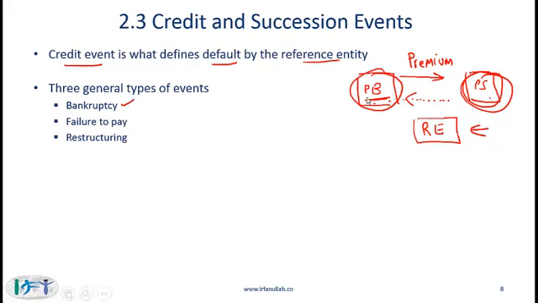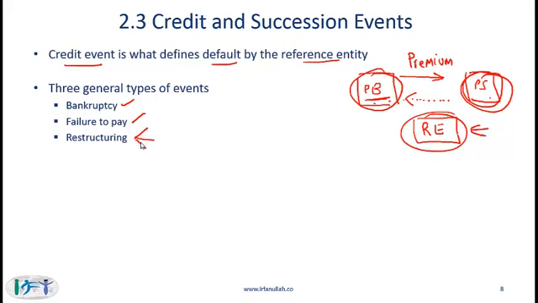Bankruptcy is straightforward. If the reference entity files for bankruptcy, that would typically be classified as a credit event. Another classic credit event is a failure to pay. If this reference entity, which is the borrower, does not make a scheduled payment or falls short on making the scheduled payment, then that would classify as a failure to pay.